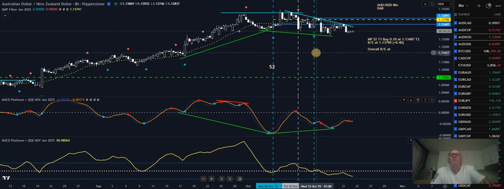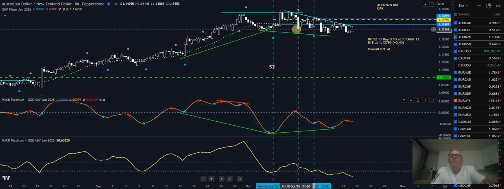Aussie New Zealand, one buy here, and that's an MP. That was a regular, hidden bullish divergence there. So took the buy. I don't think I took that sell. I'm not sure. I could have taken it.